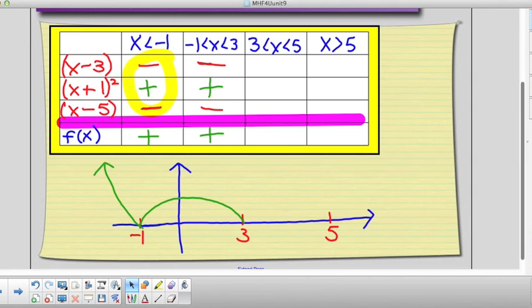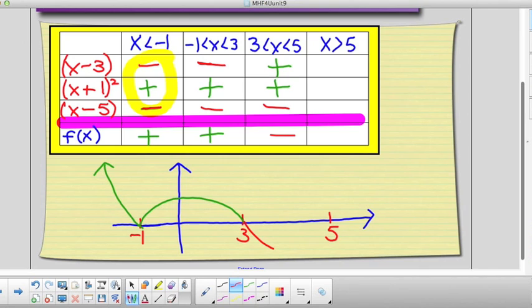Same thing again, in between 3 and 5, the number 4. 4 minus 3 gives me a positive number. 4 plus 1 squared is going to give me a positive number. But 4 minus 5 is going to give me a negative number. And no matter what, positive times a negative gives me a negative. So my graph is going to be in the negative region between 3 and 5.